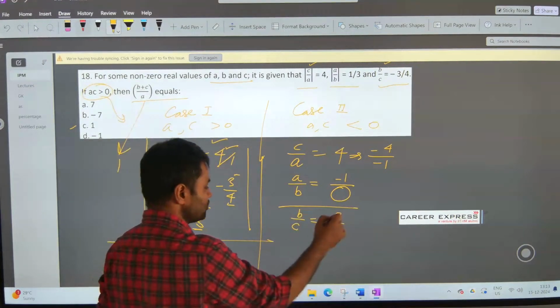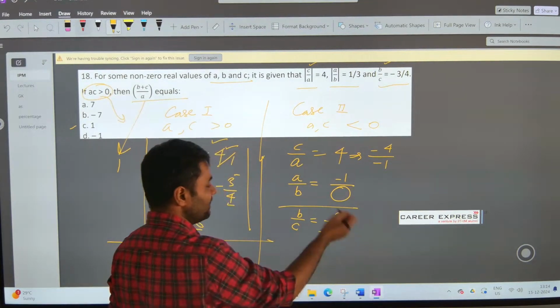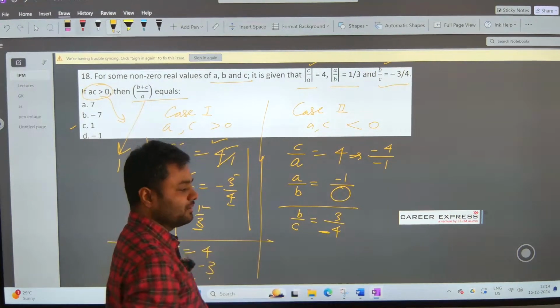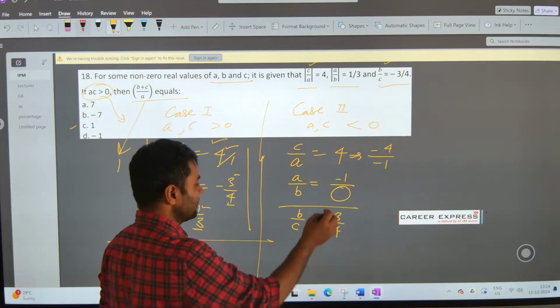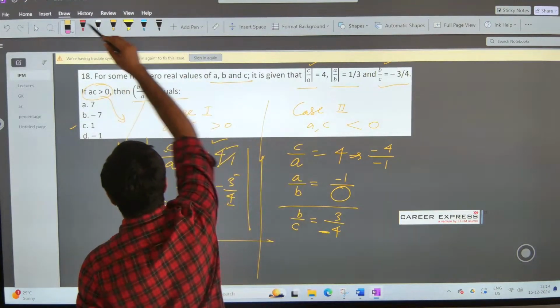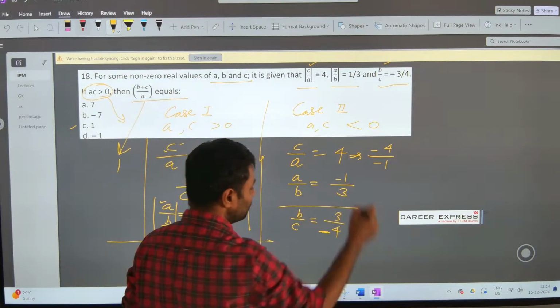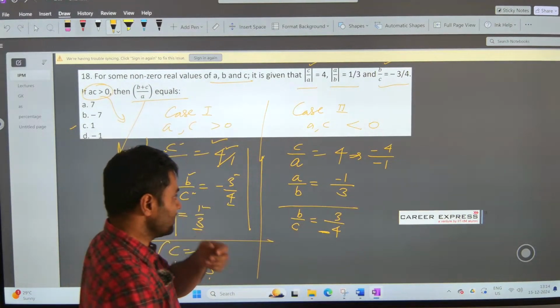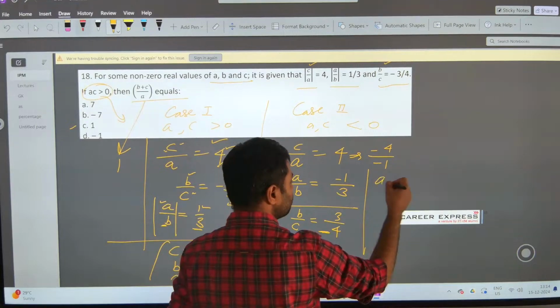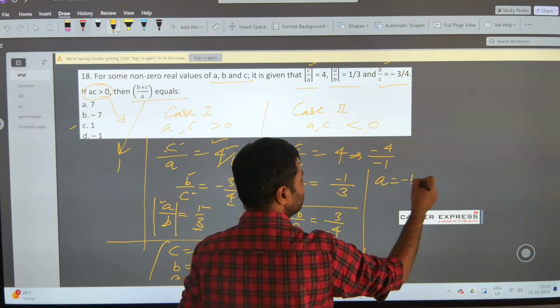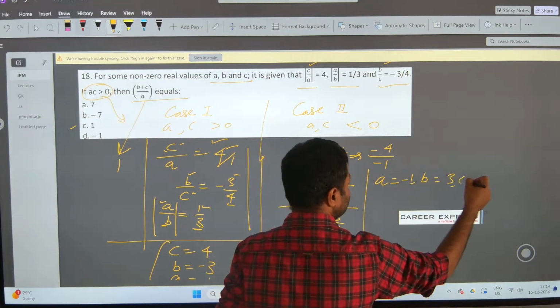That means B should not be negative. If B is also negative, then this whole thing will become positive. So if B is not negative, that means the value of B will be positive. So it will be 3 only. From here we can conclude that A will be -1, B will be 3 and C will be -4.